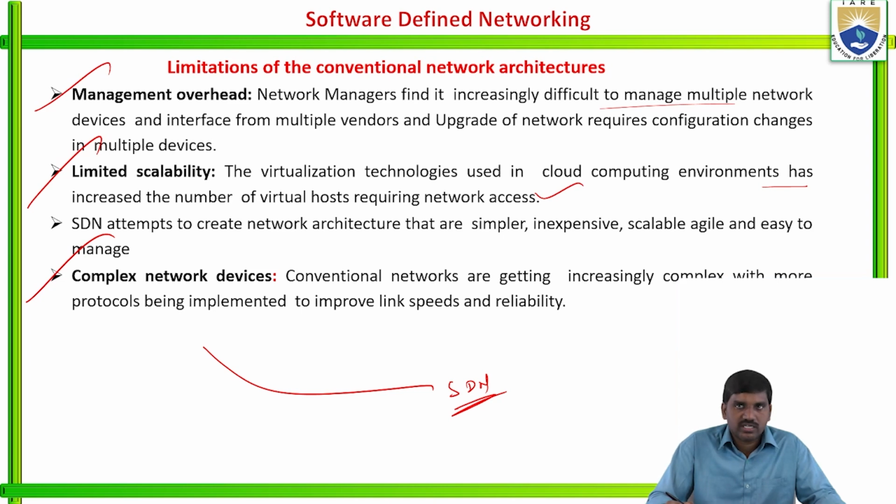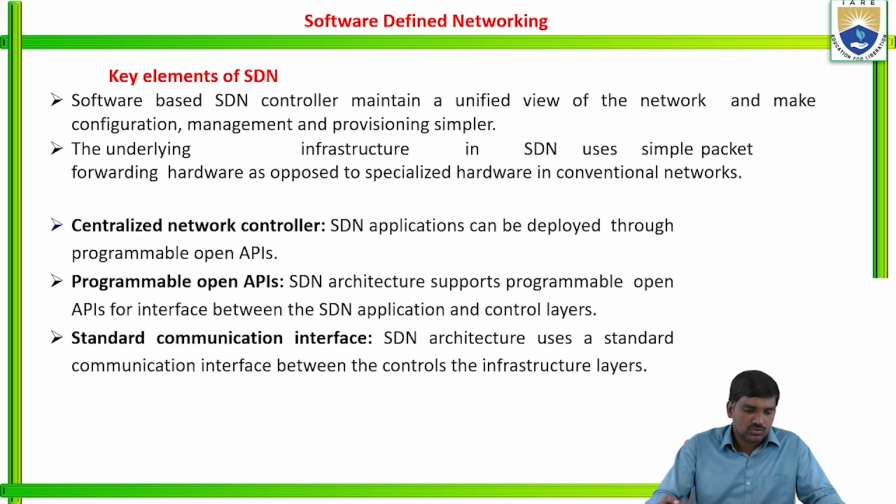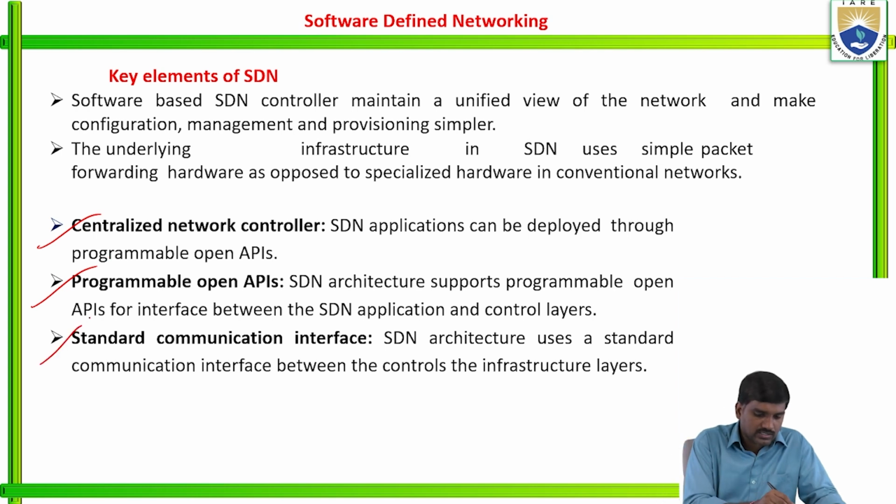And complex network devices: conventional networks are getting increasingly complex with more protocols being implemented to improve link speeds and reliability. So these are the limitations of conventional network architecture. Next, the key elements of software defined networking: centralized network control, programmable open application programming interface, and a standard communication interface. So these are the three key elements of software defined networking.